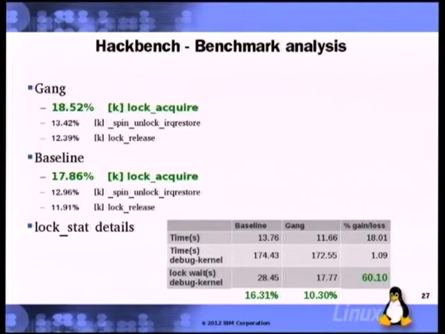What we see here is that between the baseline and the Gang, we see around 60% gain with respect to Gang scheduling. So we gained this much amount of time not waiting for the lock. And because of that, we could explain the gain in the case where we didn't have debug enabled.